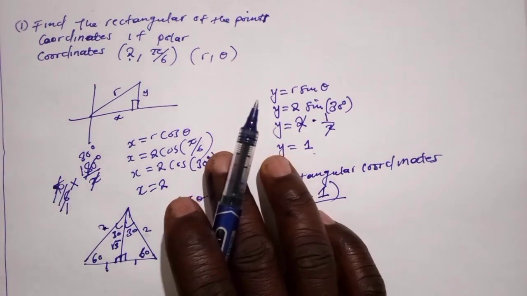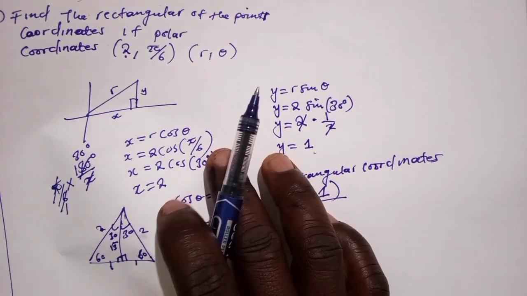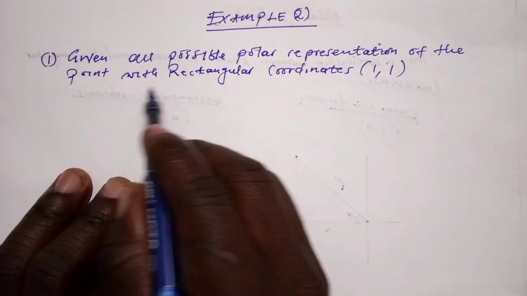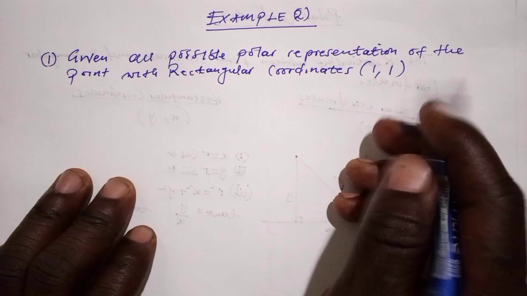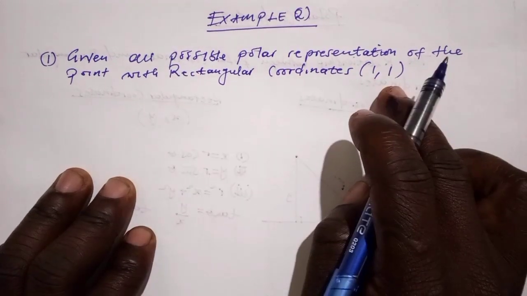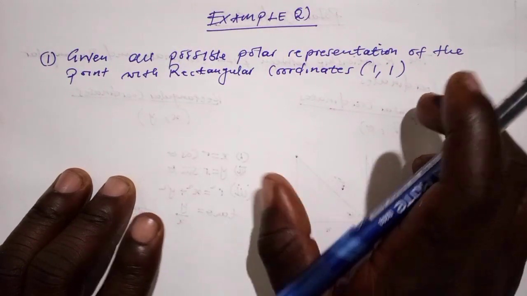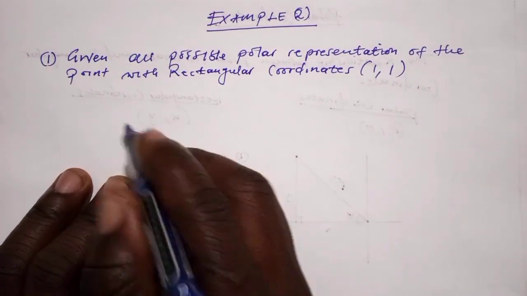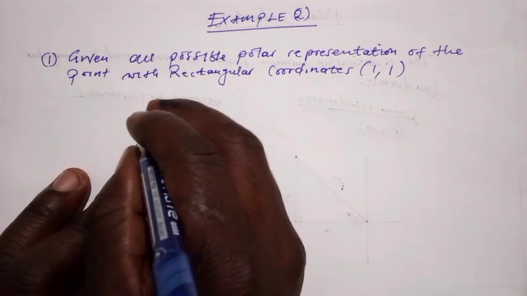So now let's look at another example. Give all possible polar representations of the point with the rectangular coordinate. Here we are given the rectangular coordinate, so we have to find the polar coordinates. So now, even here, we have to draw.